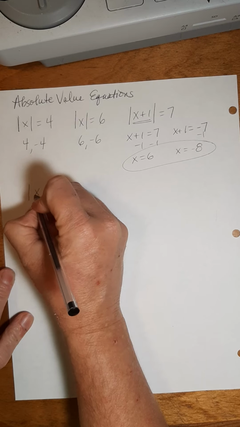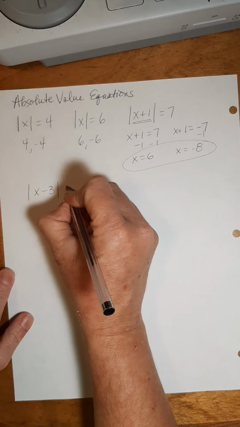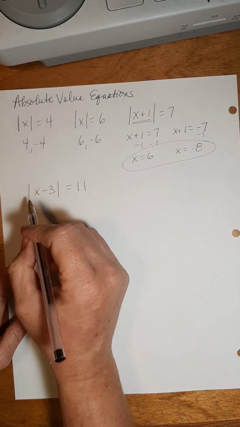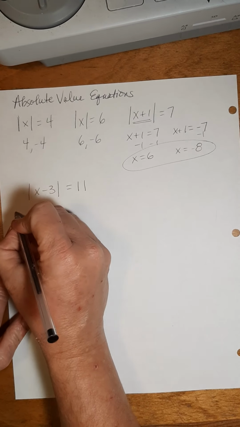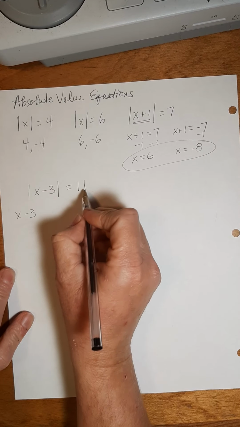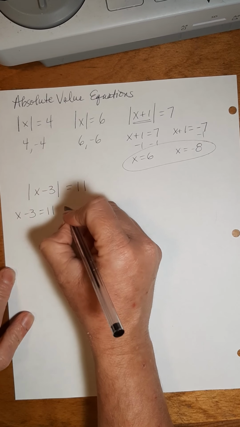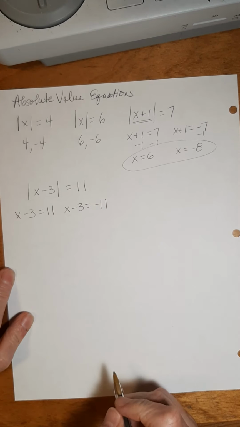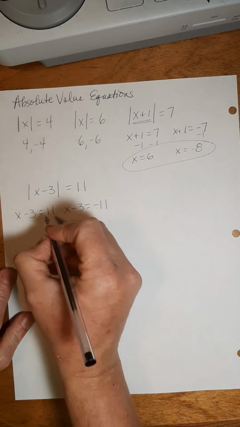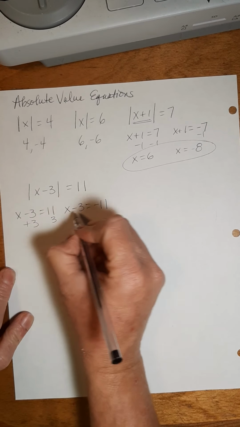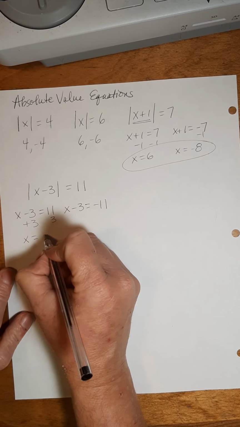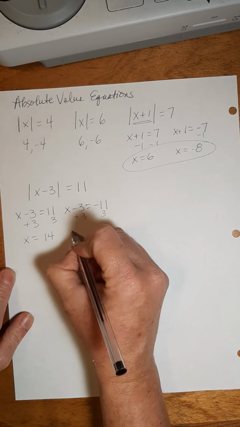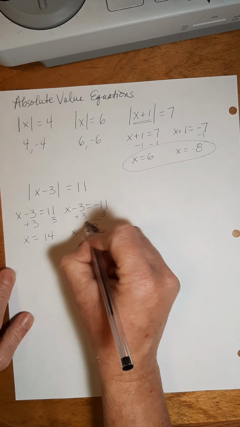Let's do another one. Absolute value of x minus 3 equals 11. Same thing. First, you're going to write it as is: x minus 3 equals 11. Then, x minus 3 equals -11. Solve for x there. Add the 3. So, x equals 14. Add the 3. x equals -8.